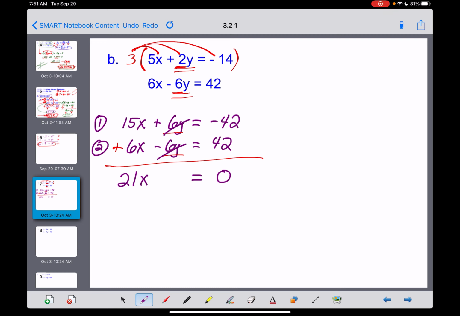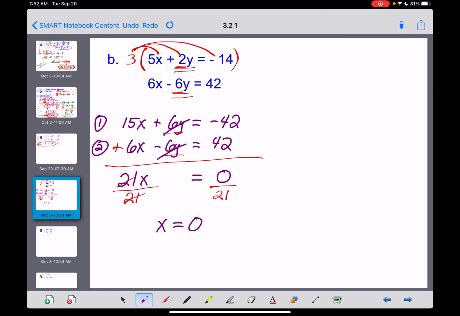It doesn't really matter what that number on the right is. You always do the same thing. We've got a 21x on the left side. I need to get rid of the 21. So I divide the left by 21, and I divide the right by 21. And these 21s cancel, and that leaves us with our x solution here. 0 divided by 21 is 0.